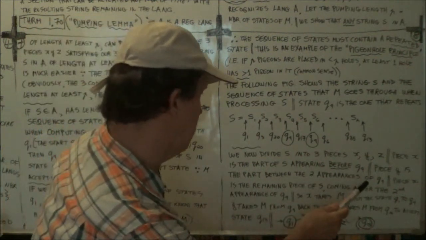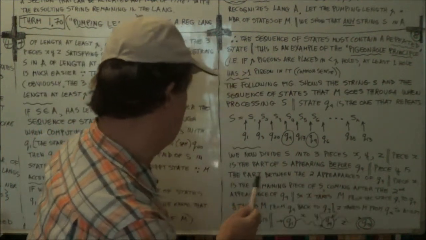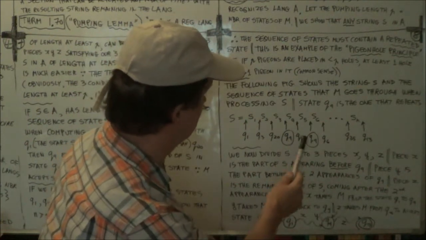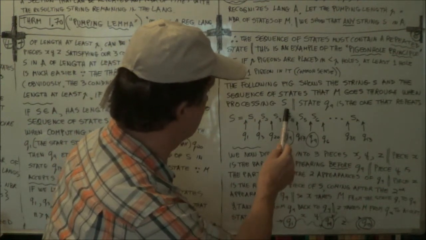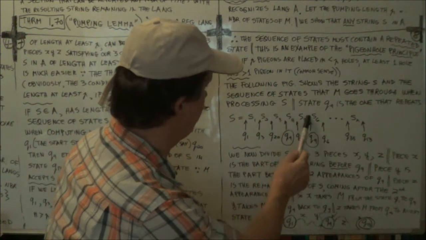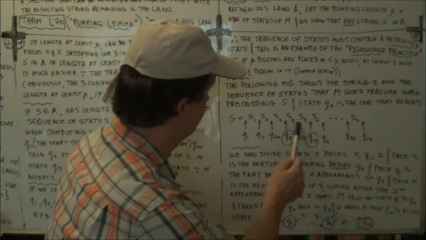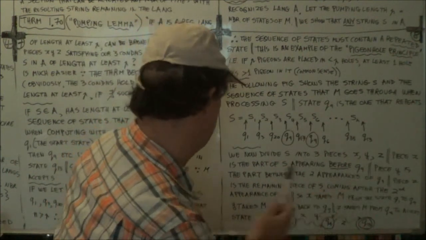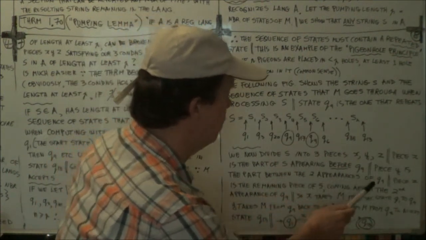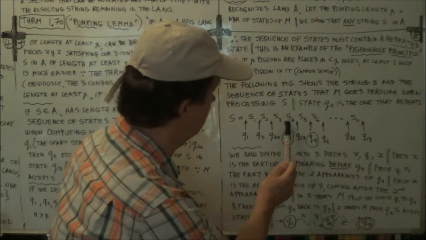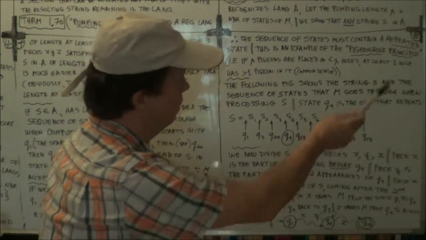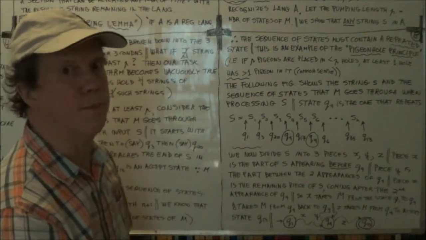Now piece y is the part between the two appearances of Q9. Here's Q9, between here and here. So it's S4, S5. And S6 onwards is Z.